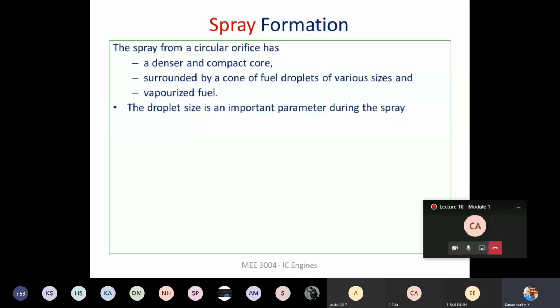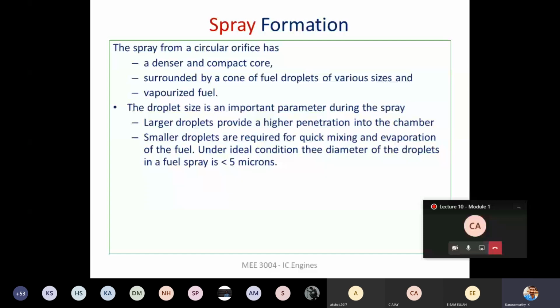If the droplet size is bigger, then we will have a higher penetration depth of the fuel into the compressed air. And if the droplet size is smaller, then we will have better mixing and better evaporation of the fuel. Under ideal conditions, we need a fuel spray droplet size of less than 5 micron.